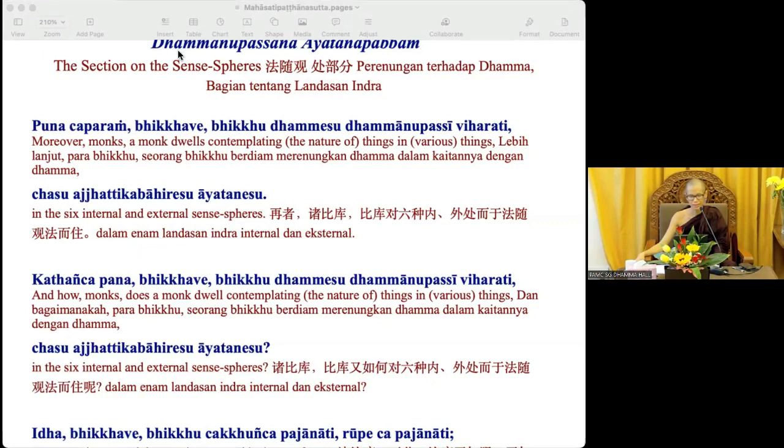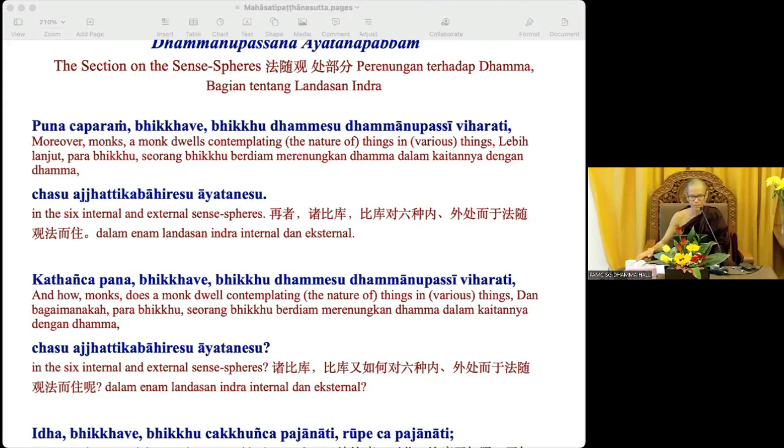Now the external ayatanas. What impinges on the eye is rupayatana, color and form. What impinges on the ear is saddayatana, sound. What impinges on the nose is gandhayatana, smell. What impinges on the tongue is rasayatana, taste. What impinges on the body is photthabbayatana, tangible object. It can be three: Pathavi, Tejo, Vayo.